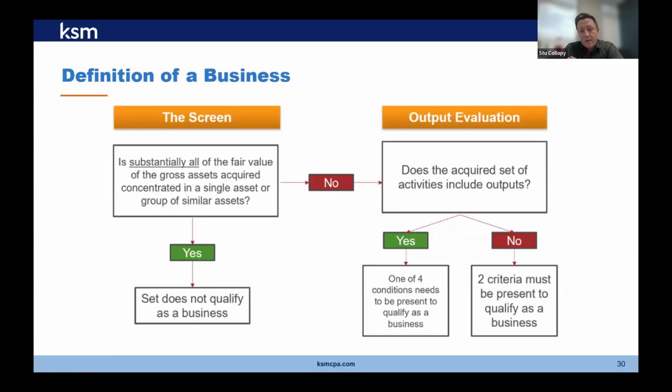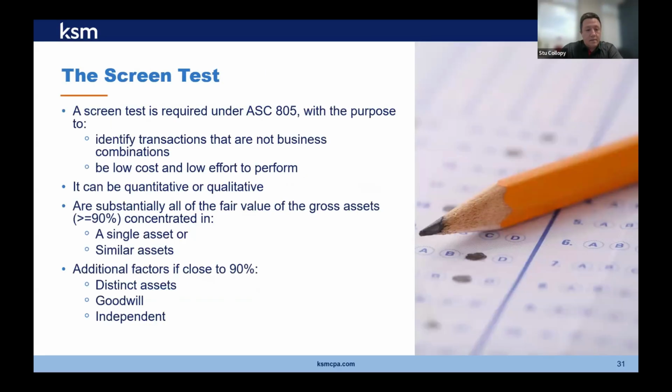If that answer is no, then like I said, you're going to step over here to the output evaluation and ask, does the acquired set of activities include outputs? It's going to be a little stricter if it does not include outputs. They're going to make sure that you adhere to two specific criteria, which I'll go over in a second. But if it does include outputs, it's most likely a business, and they only need you to meet one of the four conditions. I will say the conditions and criteria here really revolve around: are you acquiring a set of employees, a workforce, or are you acquiring a process? I'll dig into that in a second.